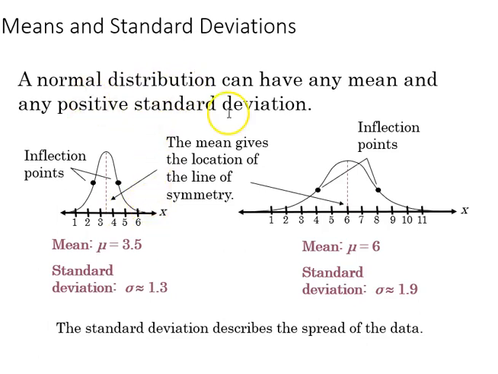A normal distribution, and we haven't mentioned the standard normal yet, this is just a normal distribution, can have any mean and any positive standard deviation. The standard deviation just describes the spread of the data. How spread out is it? We could talk about how flat or how peaked it is, how skewed it might be if it's not symmetrical, but if it's normal, it is symmetrical. So here's an example where the mean is 3.5, here it's 6, and the standard deviation here is 1.9, over here 1.3. So you can get a lot of different numbers plugged in there for the normal distribution.